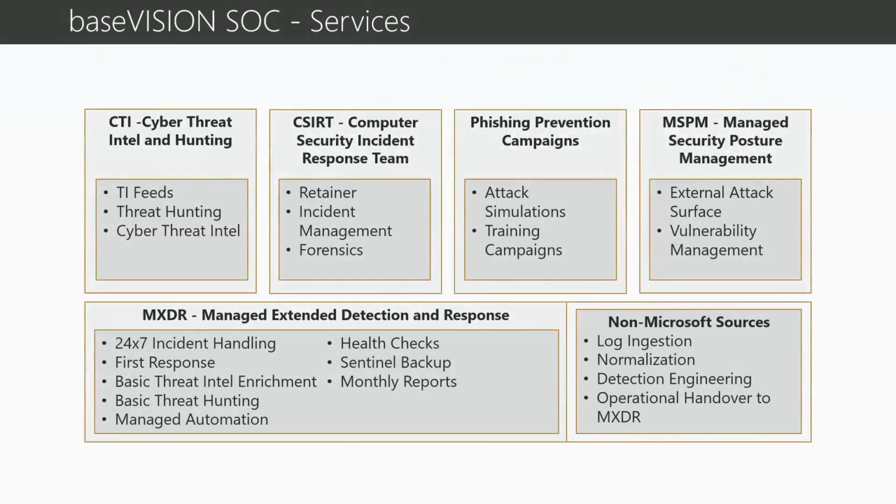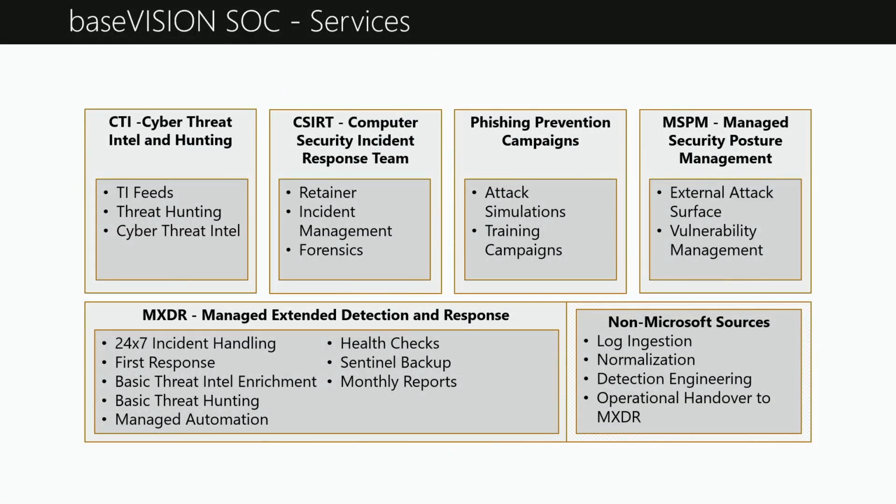It's important that they cover left of bang, so pre-breach. They should help to increase the protection, the posture of a company, but then also help on the right of bang side where something has happened. How can it be detected? How can it be analyzed? And how can we respond?